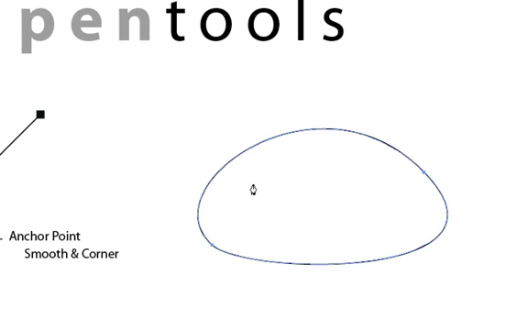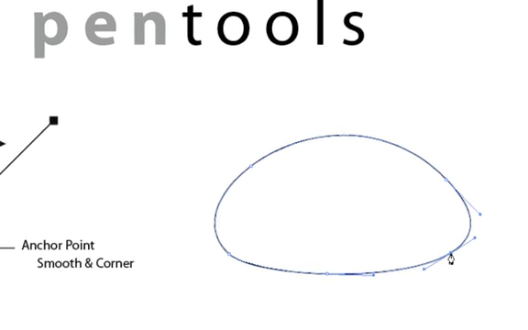I'm going to go ahead and select my object, and if I come to my path, you can see that there's a plus sign next to the pen tool. If I click, it is now going to add anchor points along my path.